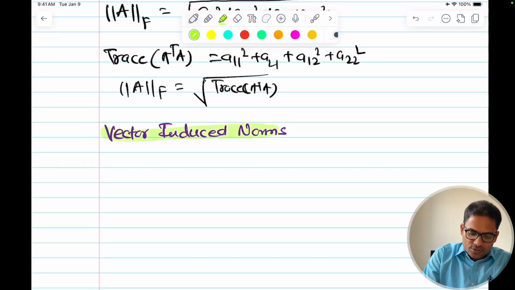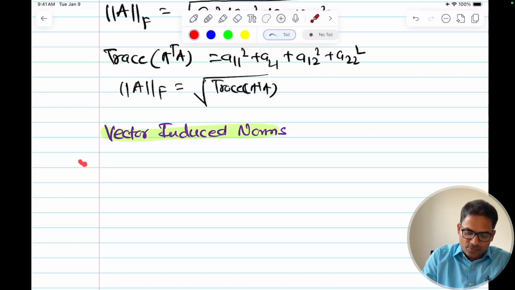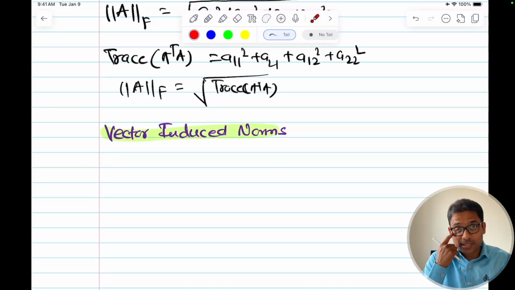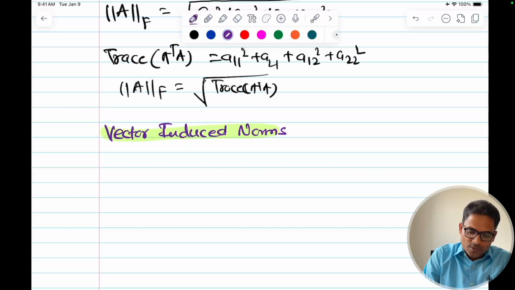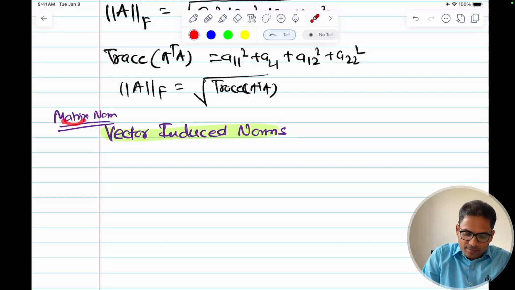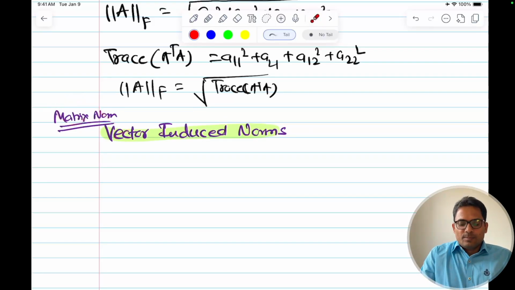So what is vector induced? That is, if you multiply it with the vector, this is derived from all the specific vector norms. So you have a vector and a matrix, and I'm finding a norm of a matrix. This is a way to calculate the matrix norm only. I'm calculating the matrix norm by using a vector. So that's why it's called vector induced norms.